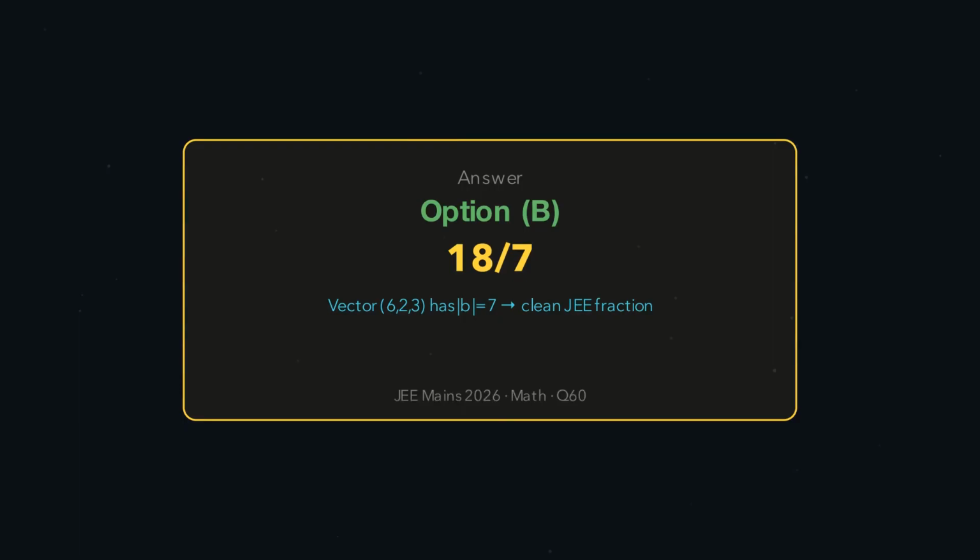Notice how the vector 6, 2, 3 was specifically chosen, so its magnitude equals exactly 7, giving a clean fraction. That elegant denominator is the JEE signature on this problem.